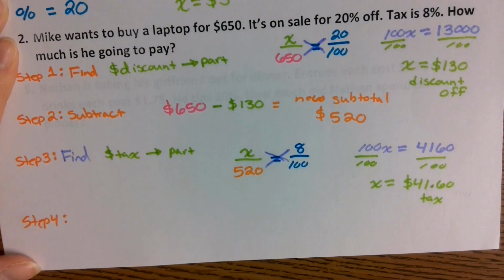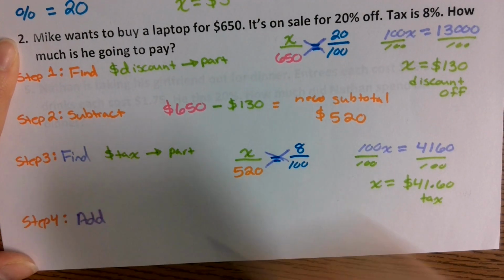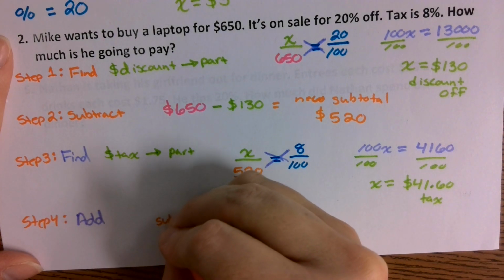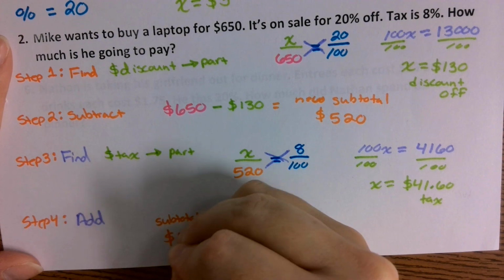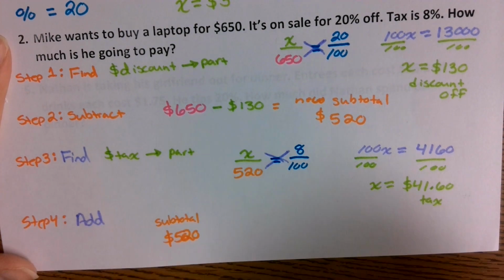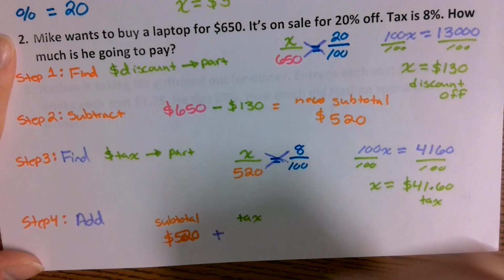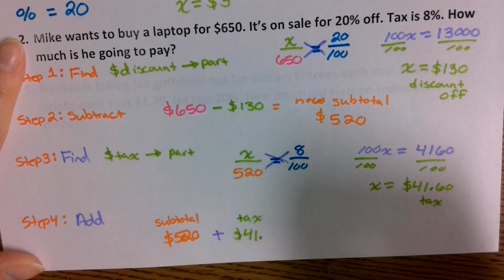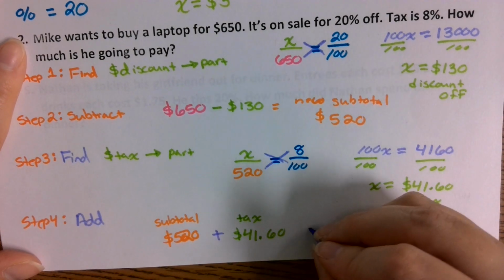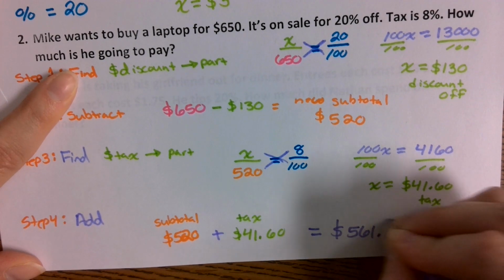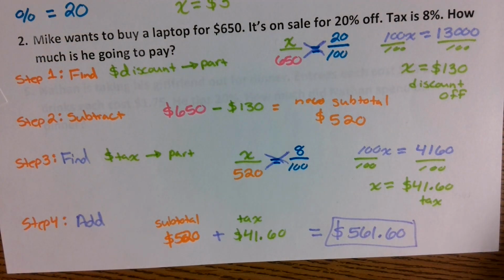Your last step is to go ahead and add. So what numbers am I going to add together here? 520, good. You're going to take your subtotal, which was 520, and you're going to add it with your tax, which was $41.60. And that's your final price, $561.60. So discount and tax is a lot longer process, but it's doable.